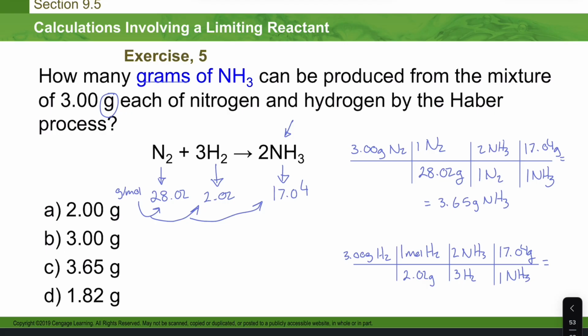That's going to be 3 times 2 times 17.04 on top, and we have 2.02 times 3 on the bottom. That gives us 16.87, which we can round to 16.9 grams of NH3. So I am limited by the amount of N2 that I have. And so this is going to be my answer. There we are.